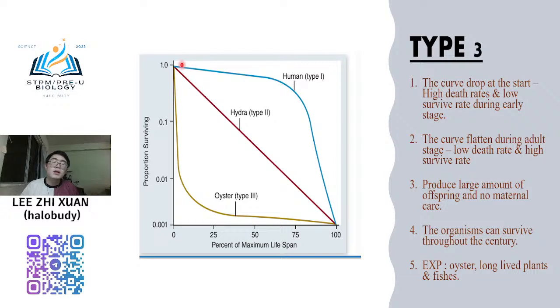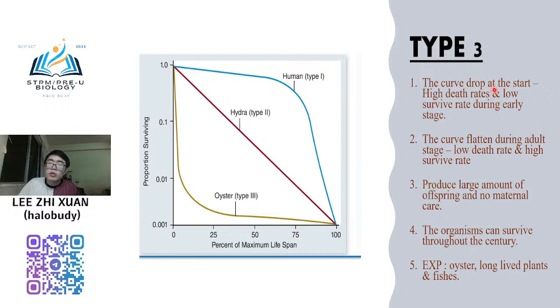Okay. Type 3 is the curve that is the reverse of humans. In the early stage, the survival rate is very high for humans, right? But for type 3, the survival rate in the early stage is very low. If you apply it to humans, it is like a baby that dies easily. It is easy to die. Very easy to die.